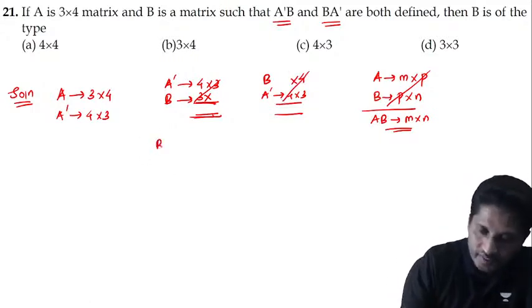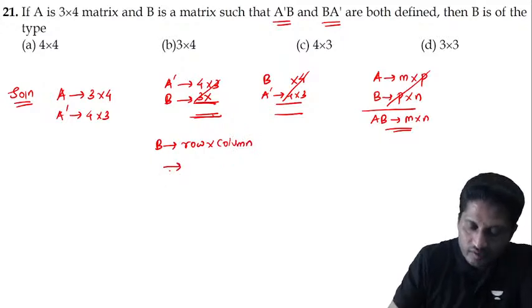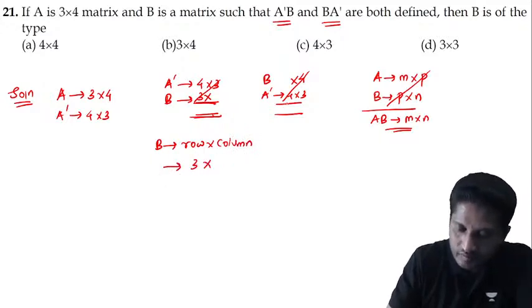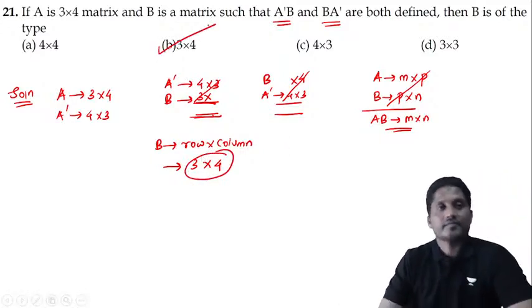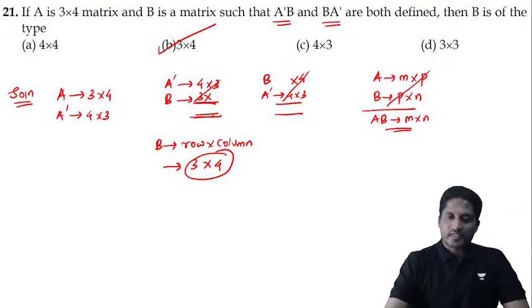So B will be a matrix of order, this is row by column, rows of B will be equal to 3 and columns of B will be equal to 4. So B is a matrix of order 3 by 4. Answer is option B. Let's move to the next question.